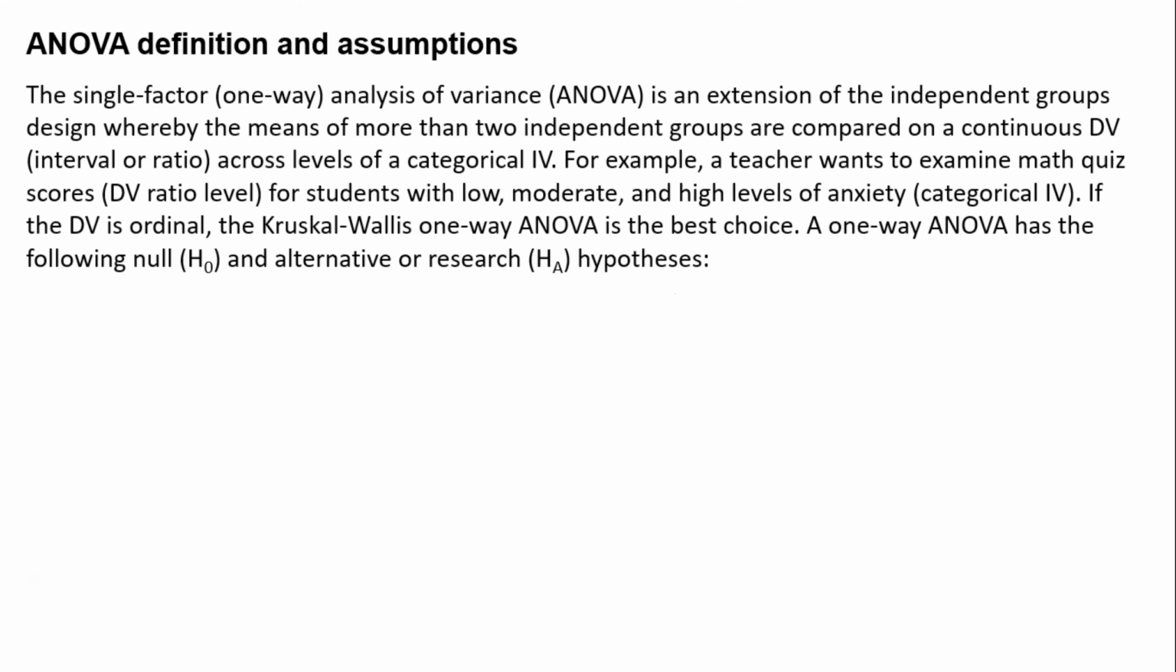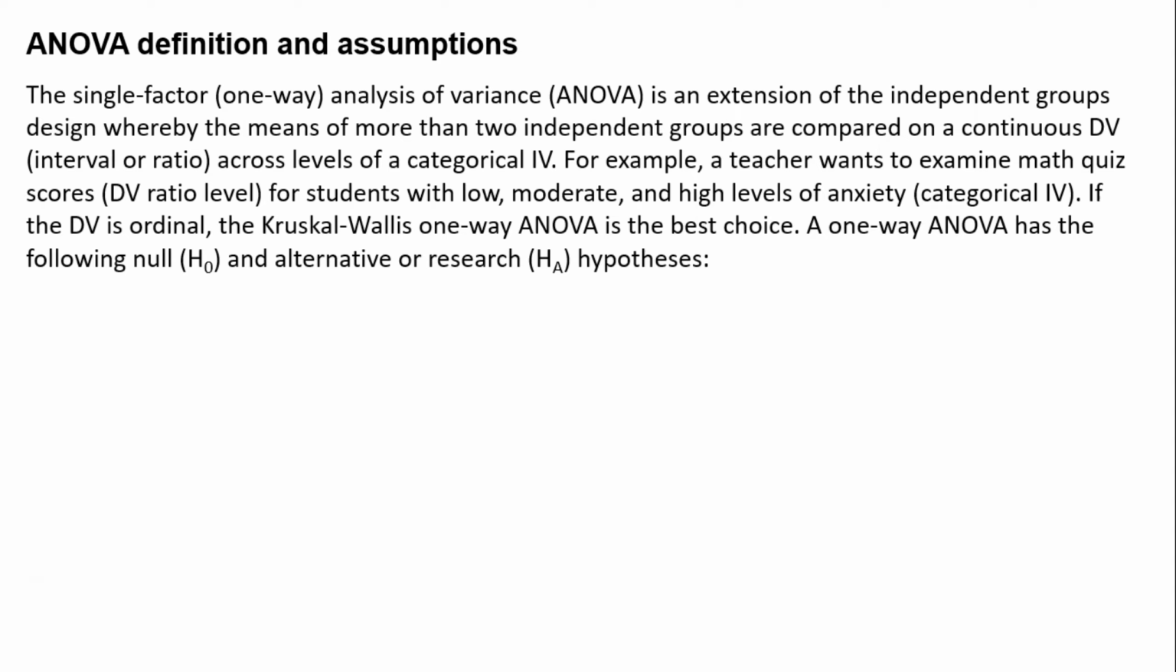ANOVA definition and assumptions. The single factor one-way analysis of variance, ANOVA, is an extension of the independent groups design whereby the means of more than two independent groups are compared on a continuous dependent variable, interval or ratio, across levels of a categorical IV. For example, a teacher wants to examine math quiz scores, DV ratio level, for students with low, moderate, and high levels of anxiety, categorical IV.